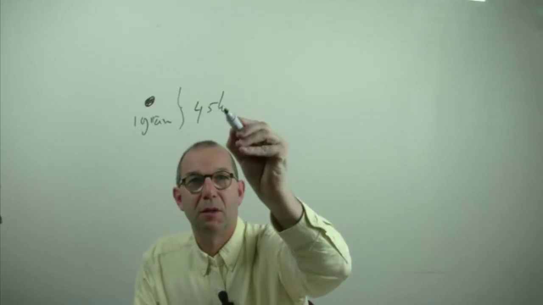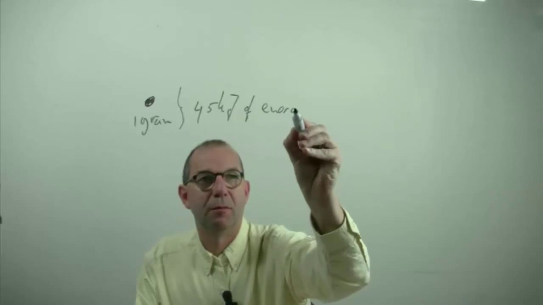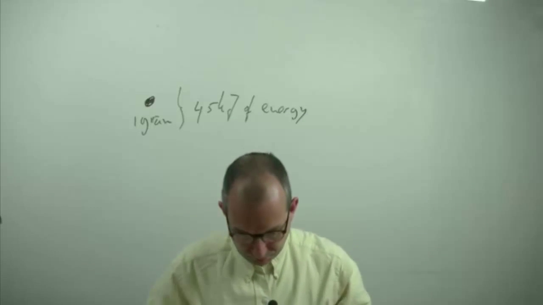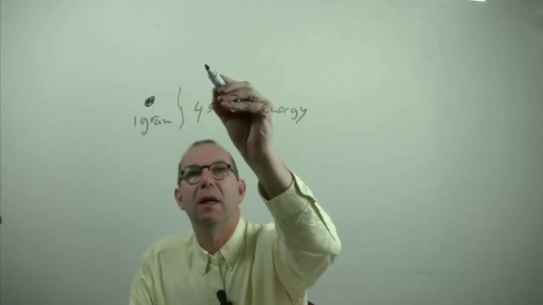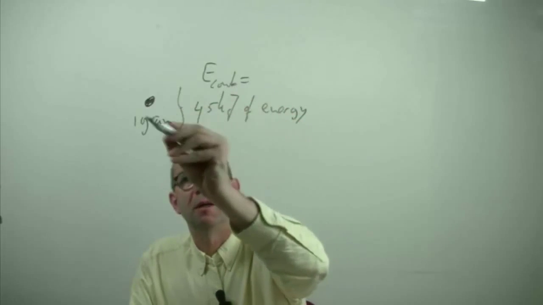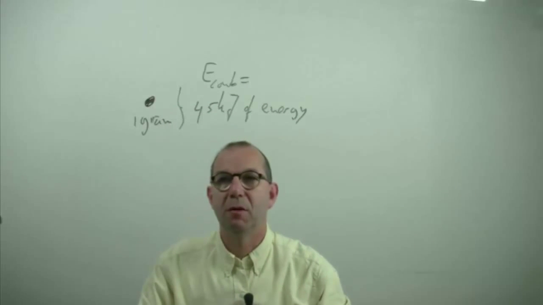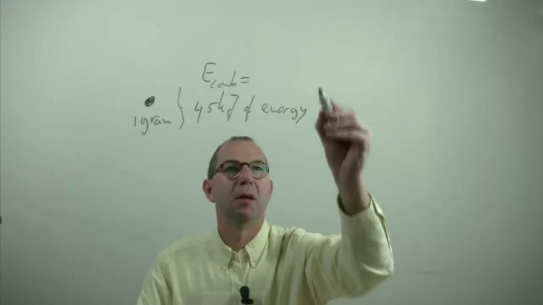45 kilojoules of energy. I call this the energy of combustion. When this small drop of petrol, when I combust it, this amount of energy is released for that 1 gram.